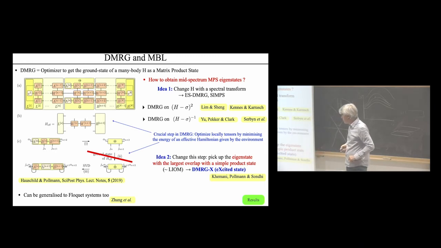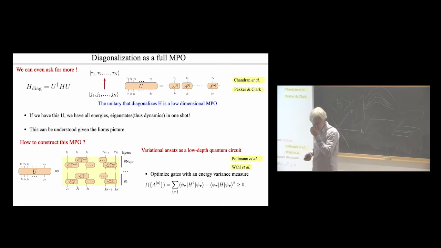We can do more. I told you that every eigenstate is an MPS, a matrix product state. But there's more. We can ask for the full unitary diagonalization to also have a matrix product form. And this is no longer called a matrix product state because this is a matrix. It's a matrix product operator.